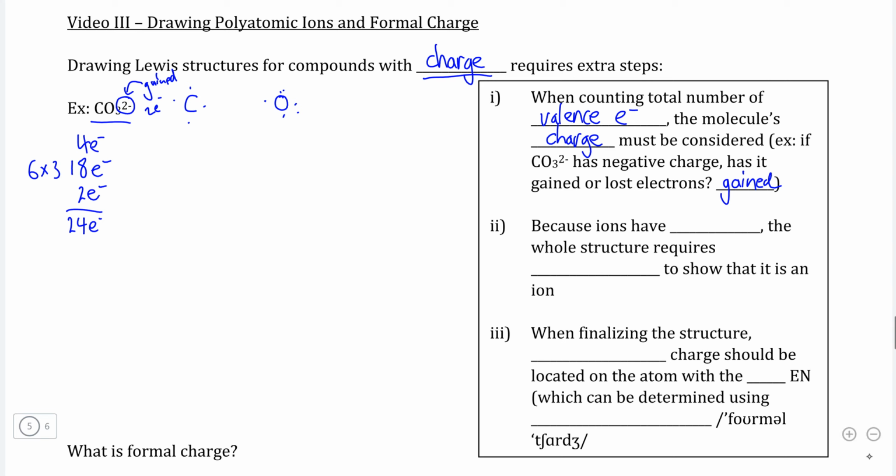Now, before we jump in and draw the structure, let's do a quick review of identifying whether our compound is an ionic or covalent compound, because this gets confusing for some people, because even though carbon and oxygen are both nonmetals, it has charge. So what kind of compound exactly is this?